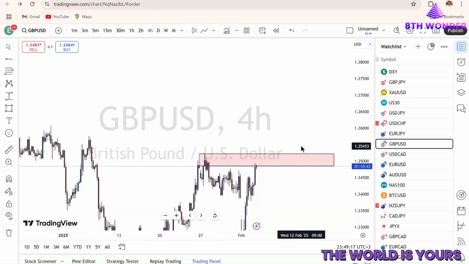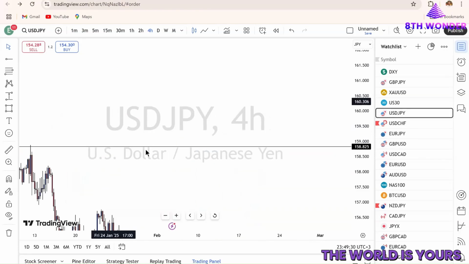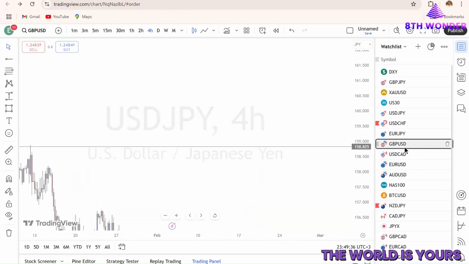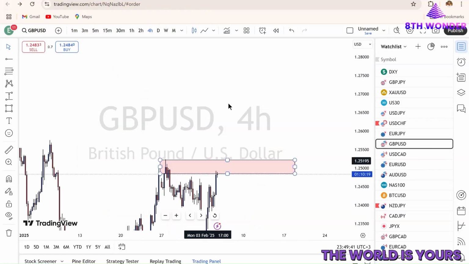And vice versa. If the NFP has come out negative, USD is going to lose value. It means here in USD JPY, what are you going to do? You're going to sell because USD has just lost its value. But coming to a pair like GBPUSD, EURUSD, or any other pair with USD as the quote currency, you're going to buy because GBP will gain value as USD has lost its value. That's how you're going to figure out what to do on these pairs after a news release.